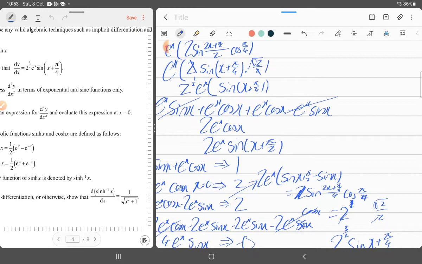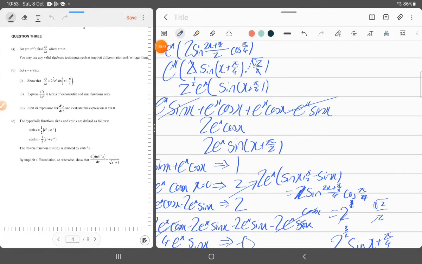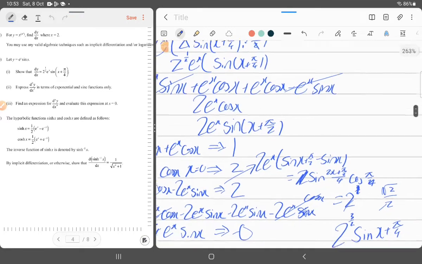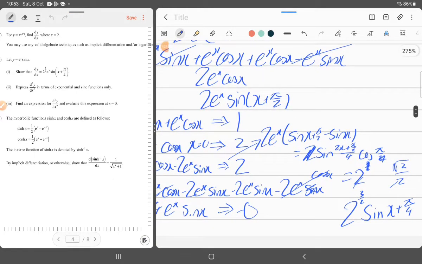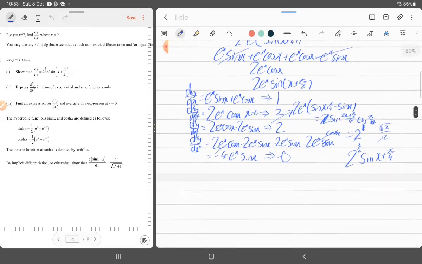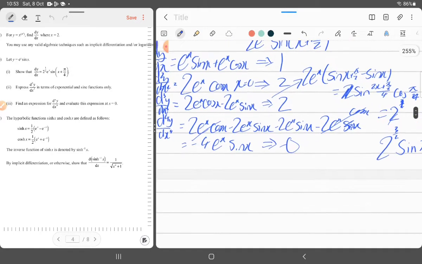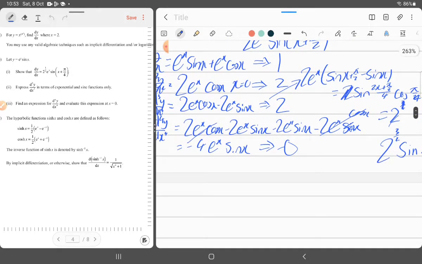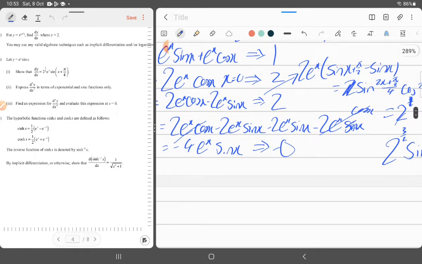Let's see the time. I guess we're going at moderate speed because we're going with the derivative of 2e to the power. Oh wait, yeah, no, 2e to the power sine x plus pi over 2, take away 2e to the sine x.